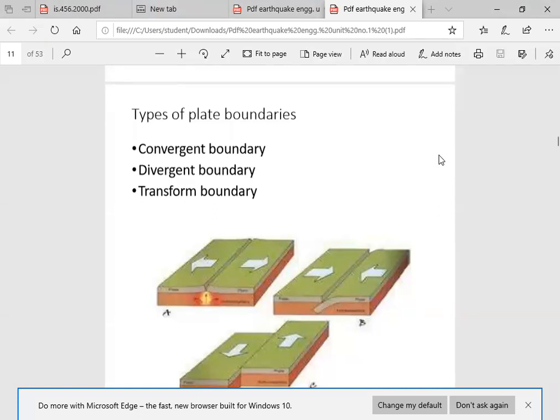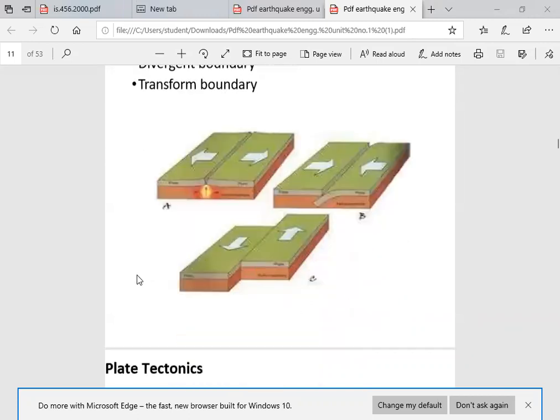Because of the different factors only, such types of conditions will occur. That is the divergent boundary. Again, the second one is the convergent boundary. You can see the third picture.